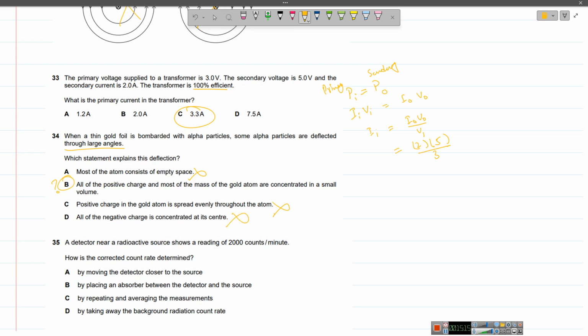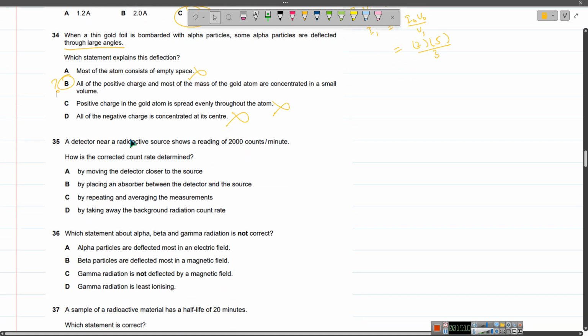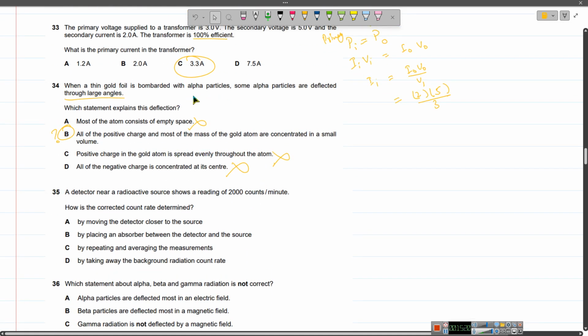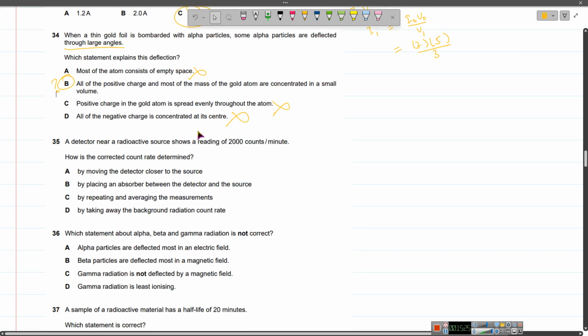Because in the center we have the positive nucleus and the electrons are outside. And electrons have nothing to do with the alpha particle because it is very big and very heavy. Electrons can't do anything about it.